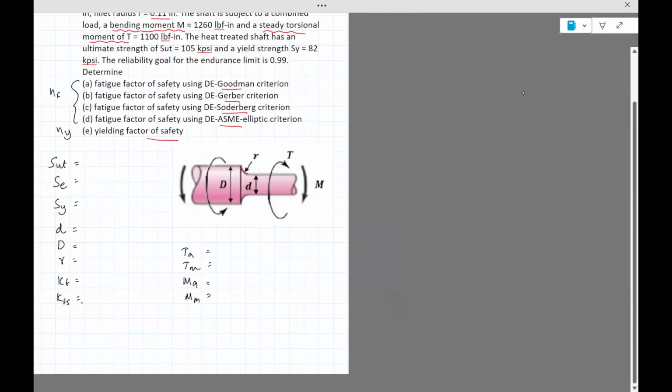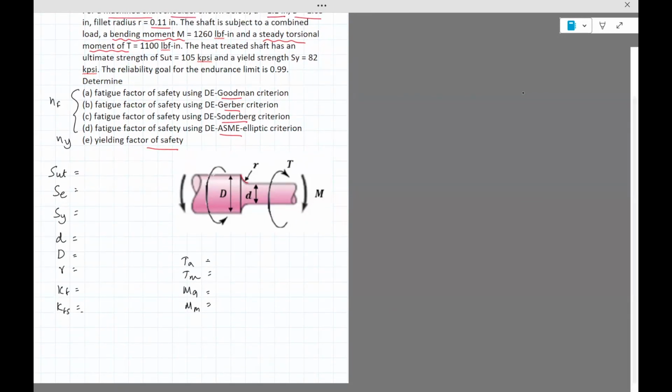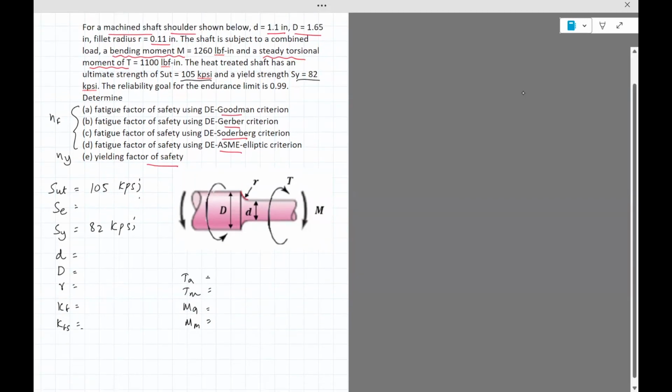So what do we know about the problem? The easier ones are the ultimate strength, 105 kpsi, and the yield strength of 82 kpsi. We know the diameters: capital D is 1.65 inch, small d is 1.1 inch. The radius of the fillet is 0.11 inch.